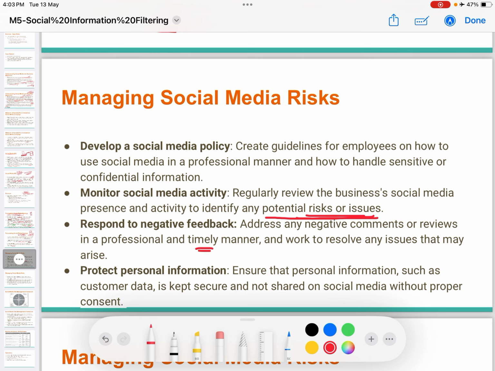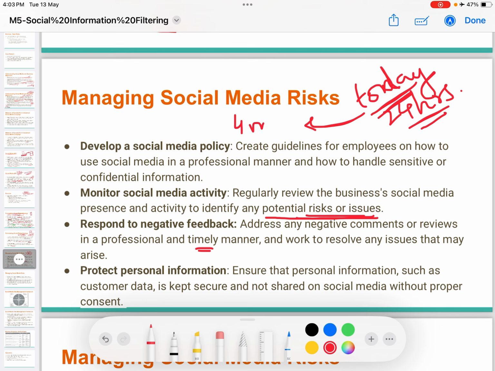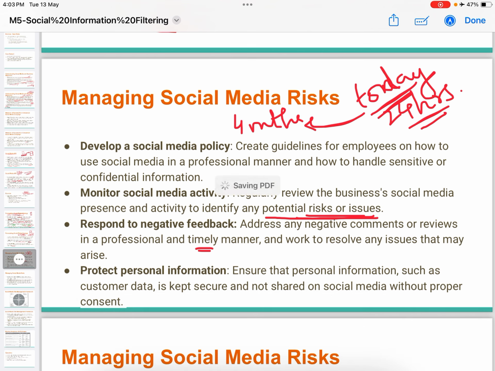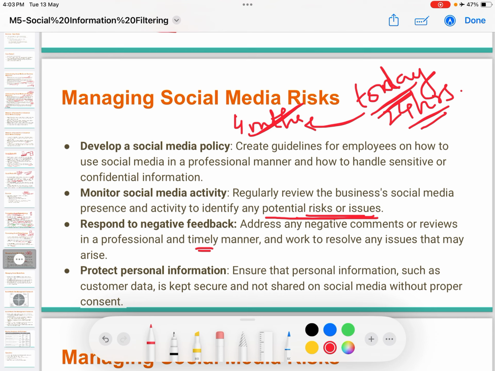This is the professional way of answering. And timely means if it is posted today, then your reply should go out within 24 hours at most. If you have a business, the main aim is to respond as soon as possible. It can't be that today it has been sent and you are responding after 4 months. That is clearly not an ethical practice. So what is an ethical practice? To respond in a professional and timely manner and work to resolve any issues that may arise.